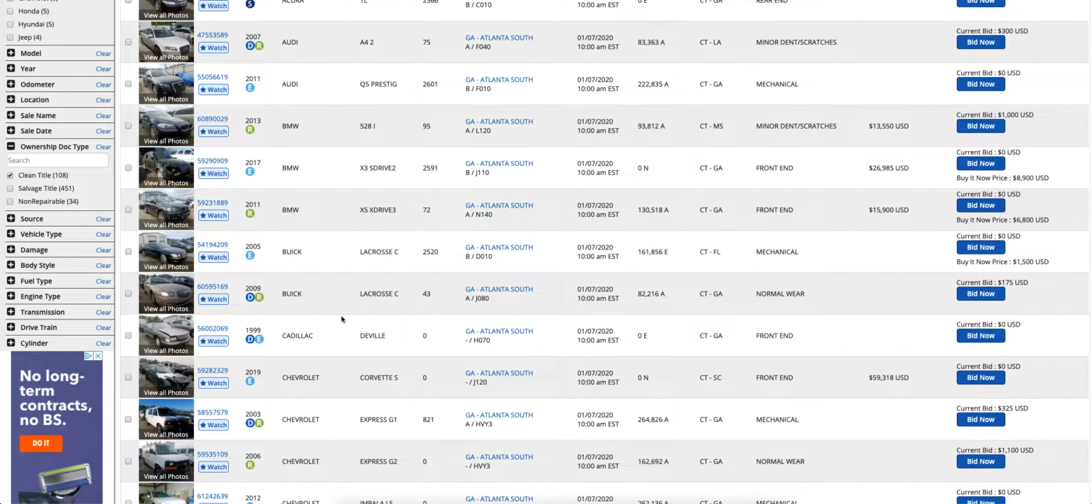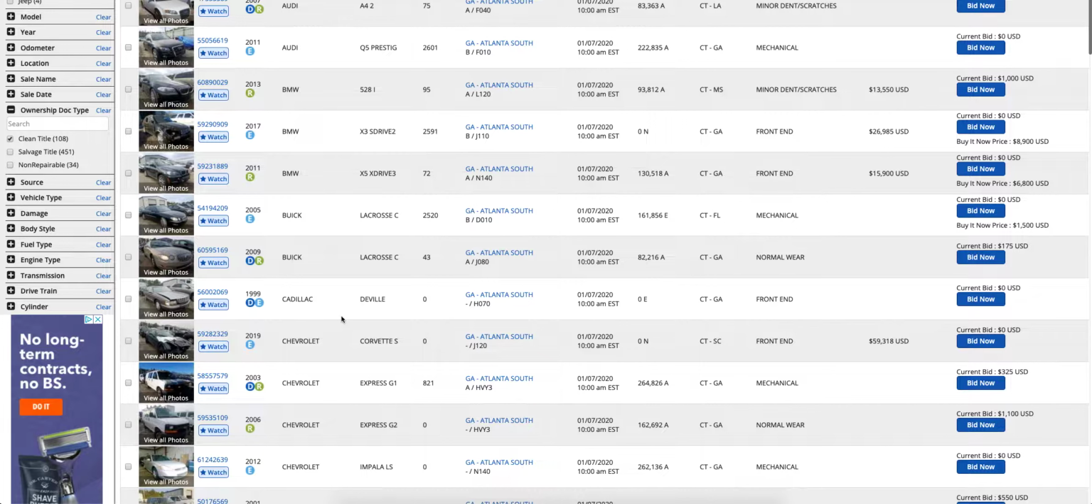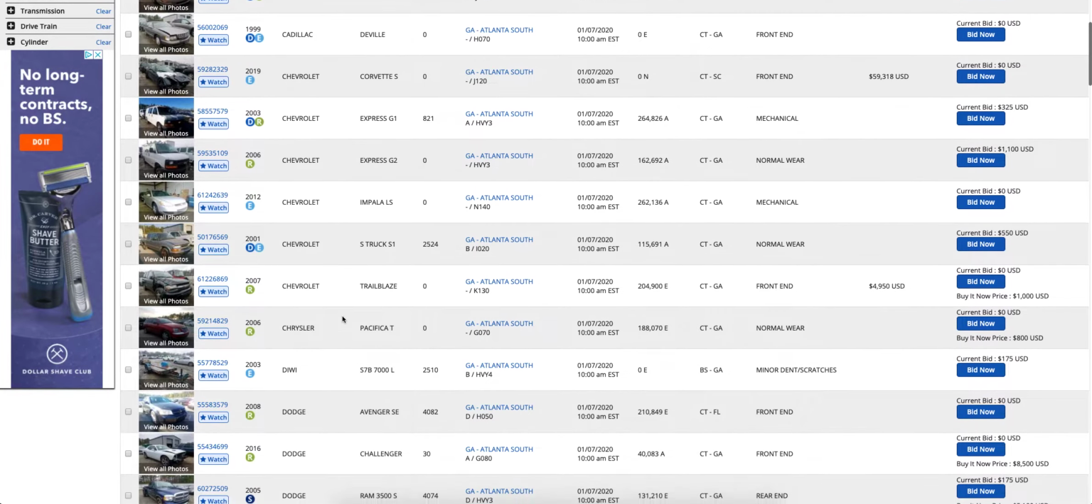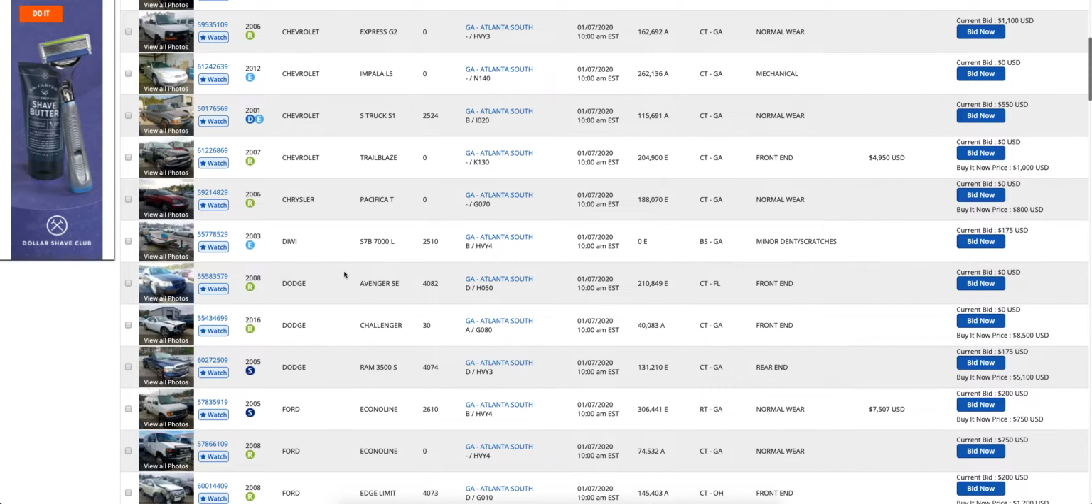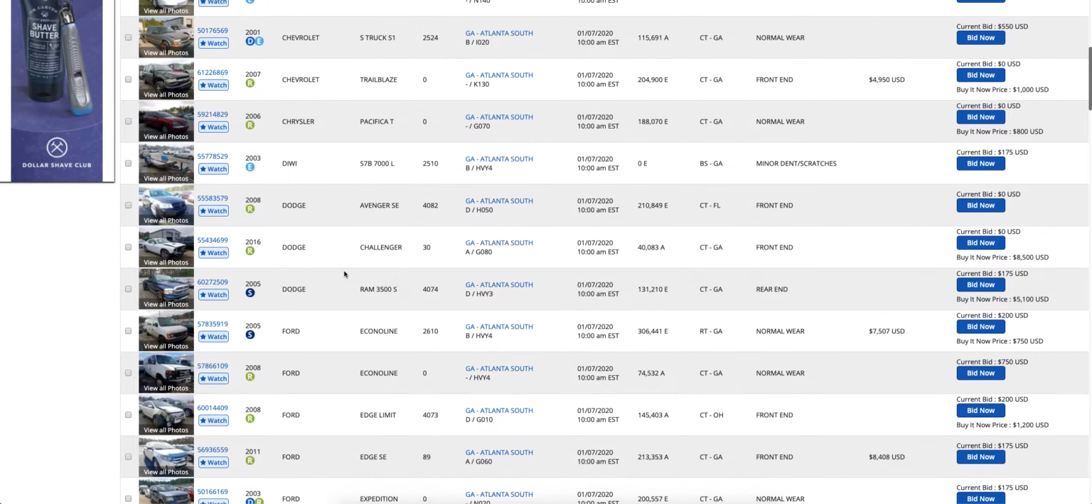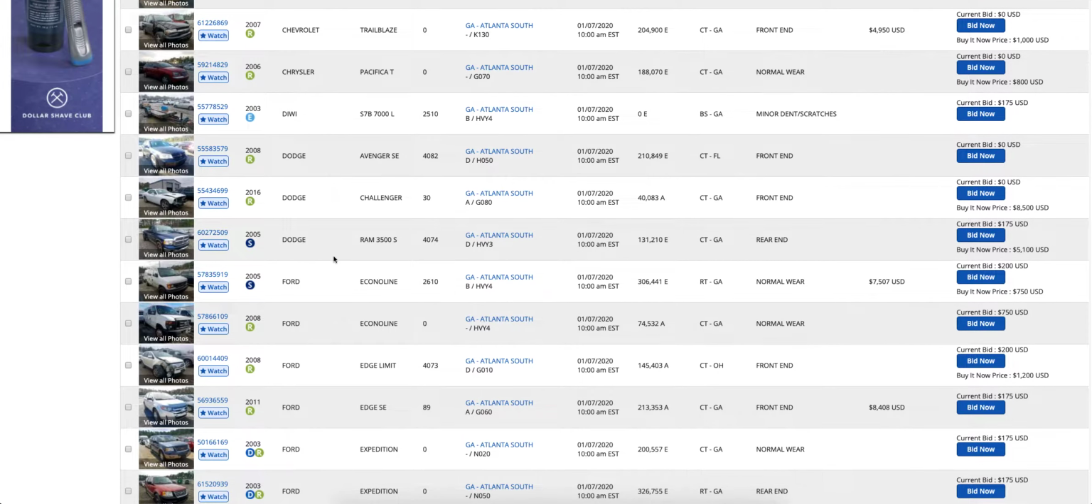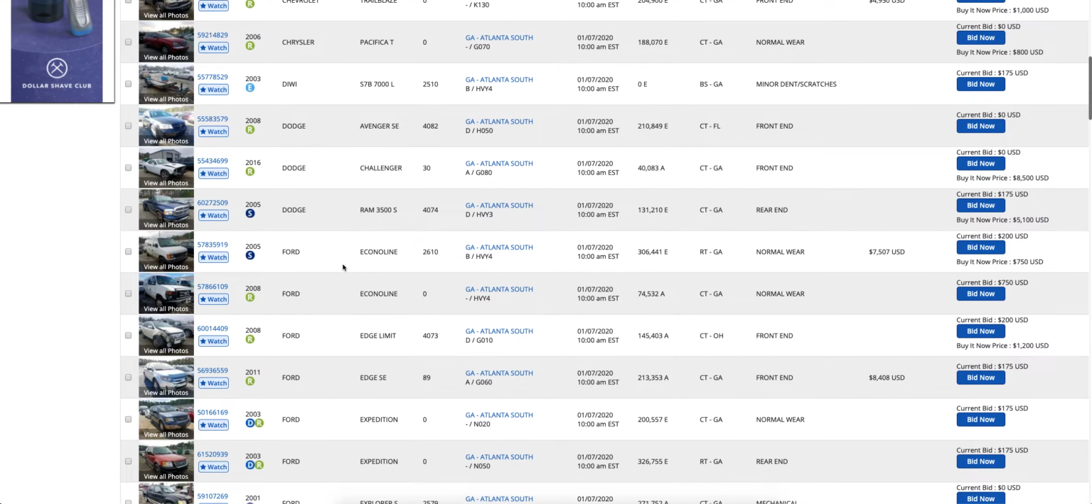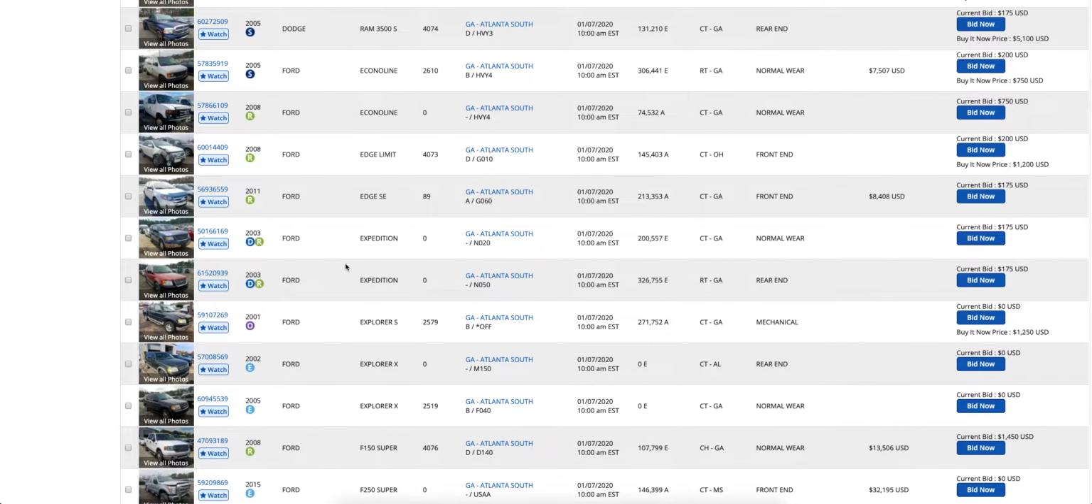Try to stay away from anything that has to do with body work, myself personally. Not that there's anything wrong with body work, it's just I don't know anyone to do body work, so that's kind of where we're at. This looks like a good deal if I get out there and start it up, see what it could do.